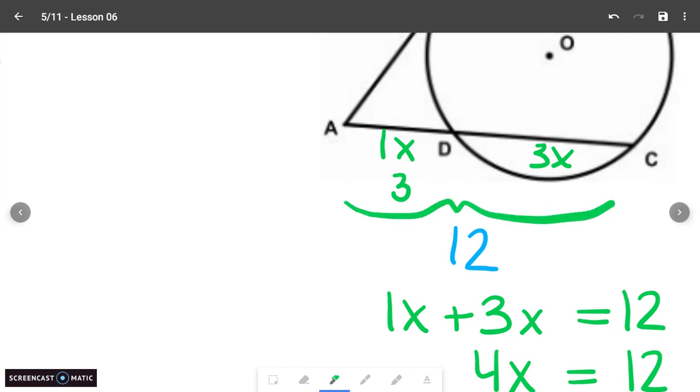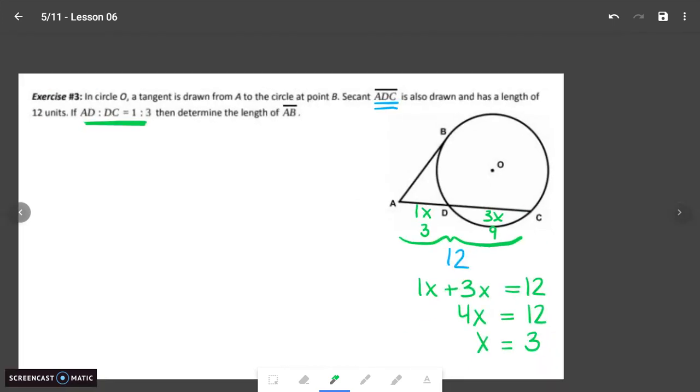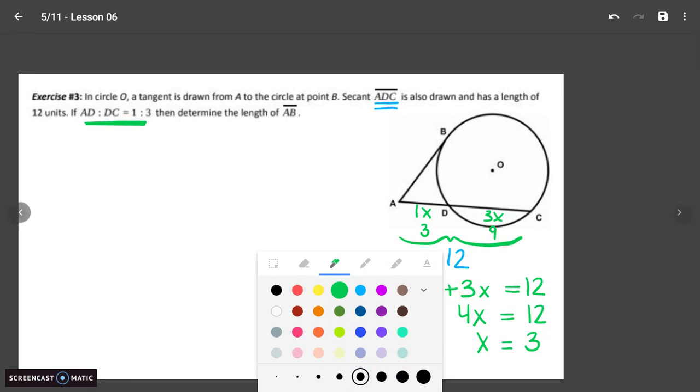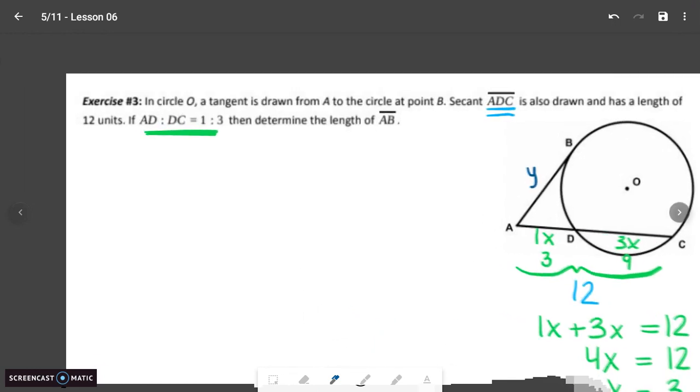And 3 times X, 3 times 3 is a length of 9. So now we have those pieces. With that being said, we can go in and find that last part of AB. And just to not have any confusion, I'm just going to call it Y in this case.